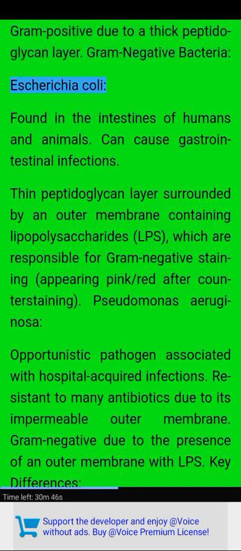Gram-negative bacteria. Escherichia coli. Found in the intestines of humans and animals. Can cause gastrointestinal infections. Thin peptidoglycan layer surrounded by an outer membrane containing lipopolysaccharides, LPS, which are responsible for gram-negative staining, appearing pink-red after counterstaining.